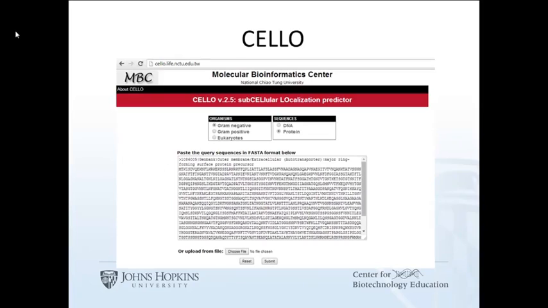This is Cello. I believe it's pronounced Cello because it's a cell prediction. But it's a Taiwanese-based program and web server, so I'm not positive. Maybe it is Cello.